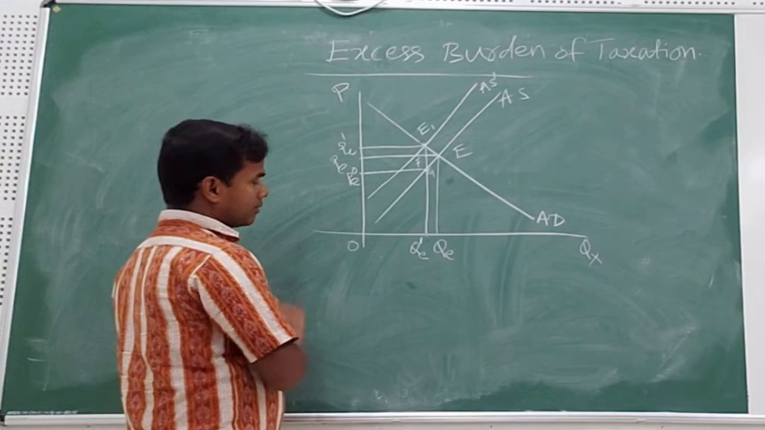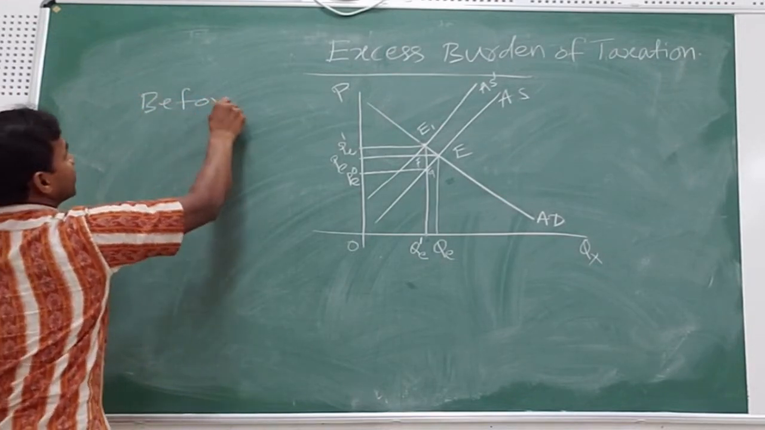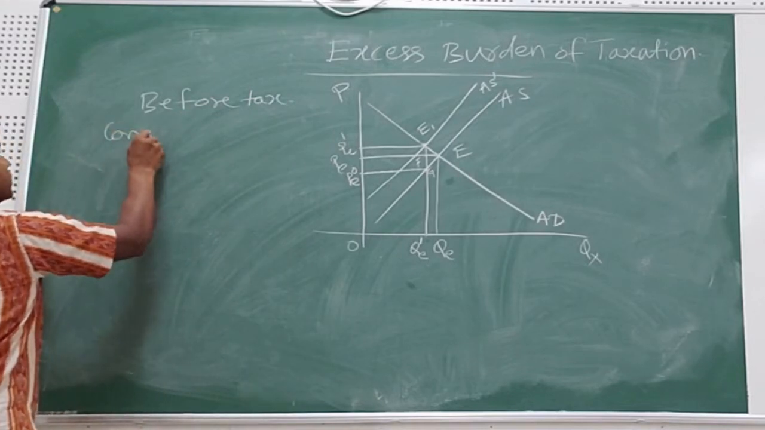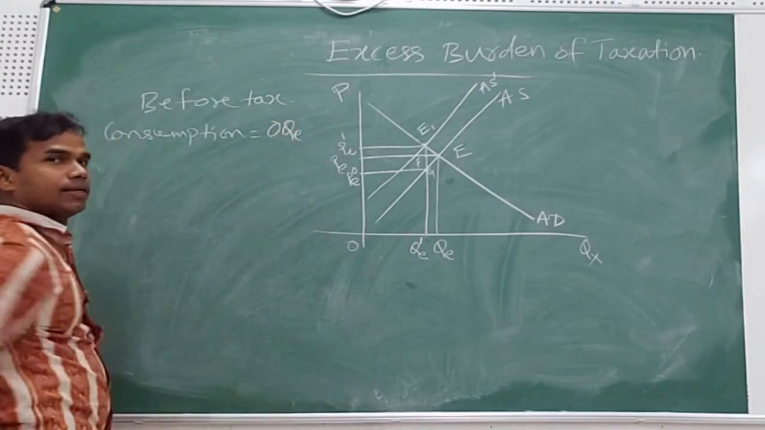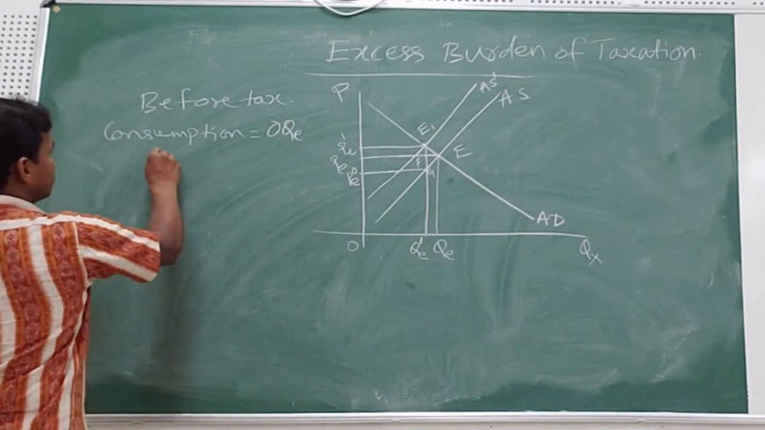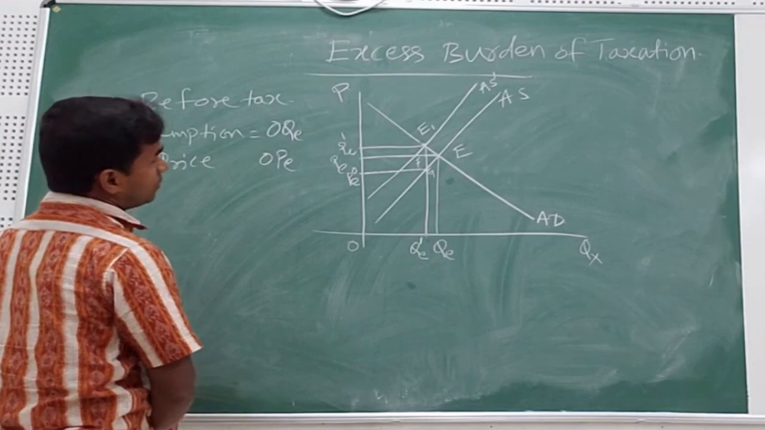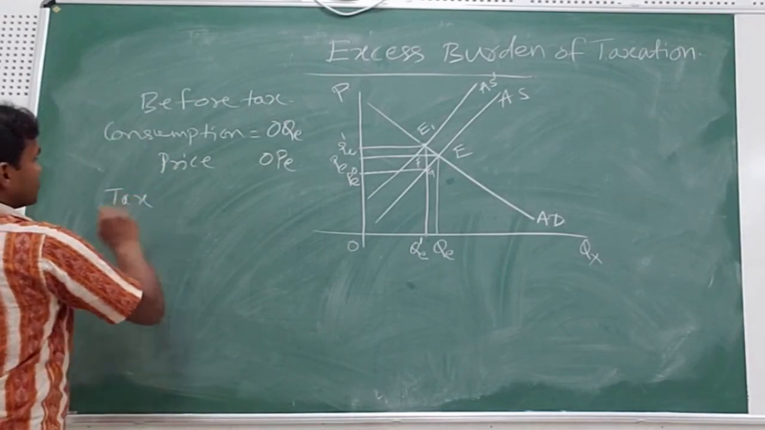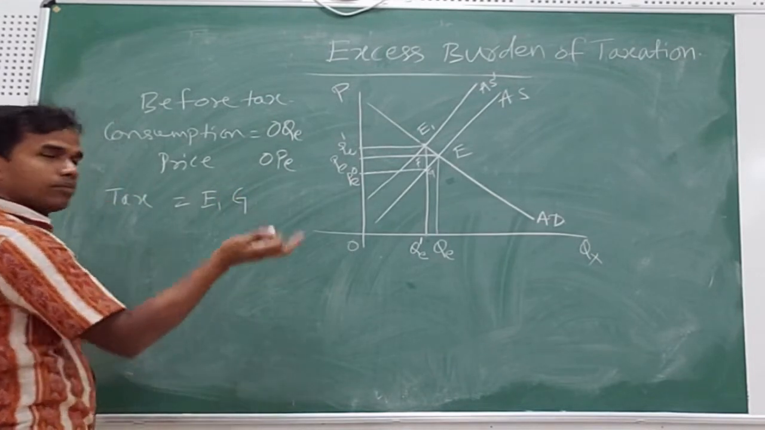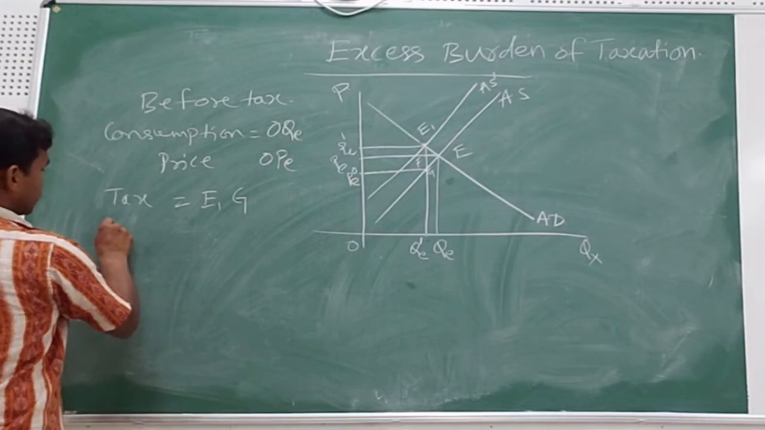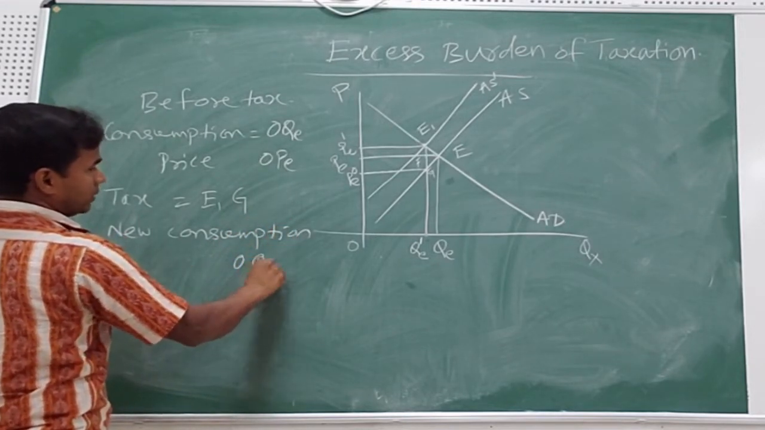So before tax, we can write down all things here. Before tax the consumption amount used to be OQE quantity, right? And the price used to be OPE, right? And now when a tax is imposed, first of all, how much is the tax? Tax is equal to E1G. Now the supply curve was shifted to the left side, and the new consumption is OQE prime, right?